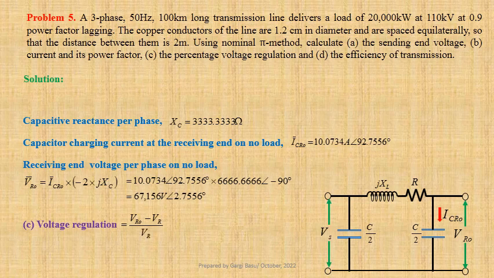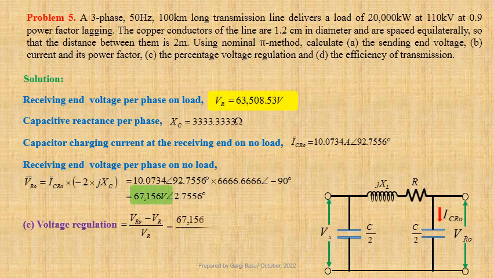Now we shall calculate voltage regulation, that is equal to VRO minus VR divided by VR. We have computed receiving end voltage per phase on load VR equals 63,508.53 volt. Therefore, voltage regulation equals 67,156 minus 63,508.53 divided by 63,508.53. That gives us 0.0574 per unit or 5.74%.